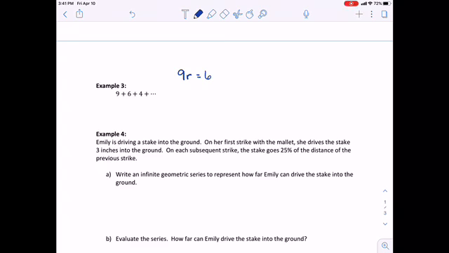If I simplify this problem, I can divide on both sides by 9, which will give me that r is equal to 6/9, or in other words, 2/3. So since my common ratio is 2/3, I know that this series will converge and I can find the sum. So again, I'm going to use that sum formula, which is a sub 1 over 1 minus r. So my a sub 1 is the first number in this series, which in this case is a 9. So I have 9 over 1 minus my common ratio, which is 2/3.